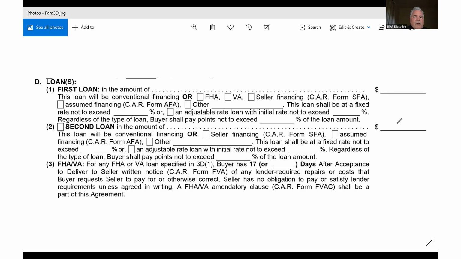All right, so let's talk about my loan. My first loan in the amount of whatever that figure is. And so you need to do the math. Now, we have a really good form called the financing worksheet. It's a residential purchase agreement worksheet put together by a guy by the name of David Perry out of San Francisco. The guy's just brilliant.